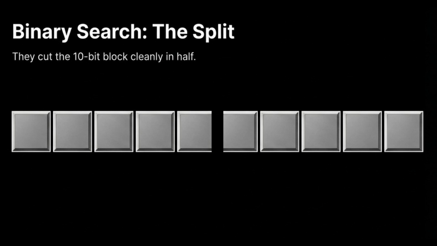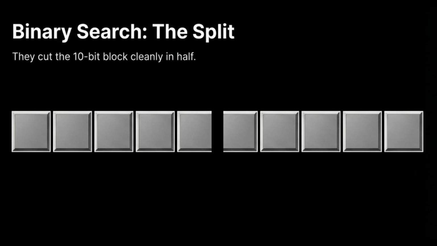Once Jennifer and John realize their block has a parity mismatch, they are faced with a needle in a haystack problem. How do they find the specific bit that is wrong without revealing the whole string? The answer is a classic computational strategy, the binary search. The process begins with the split. As you can see in the graphic, Jennifer and John take their 10-bit block and cut it cleanly in half. Instead of trying to analyze all 10 bits at once, they isolate the problem into two smaller 5-bit segments.